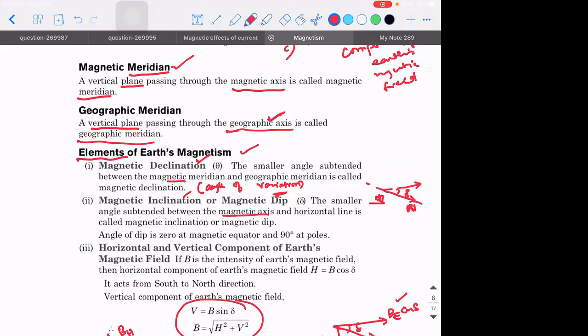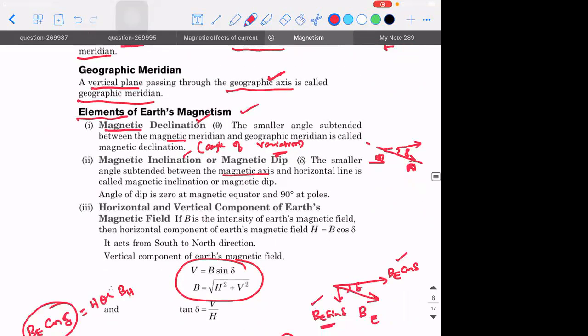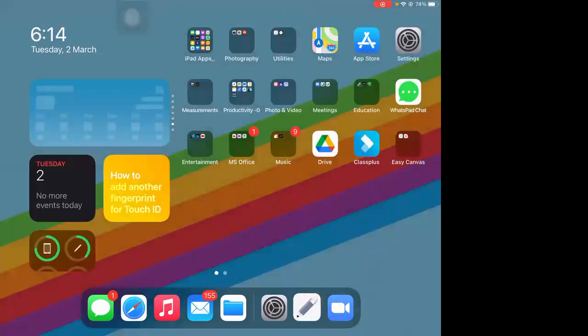First, there is something called magnetic declination. What do you mean by magnetic declination? It is called magnetic declination, or it is also called the angle of variation. Angle of variation is not a book term, but generally you can call it that, because there is some variance, some difference between the way the magnetic meridian and the geographic meridian are aligned with respect to each other.